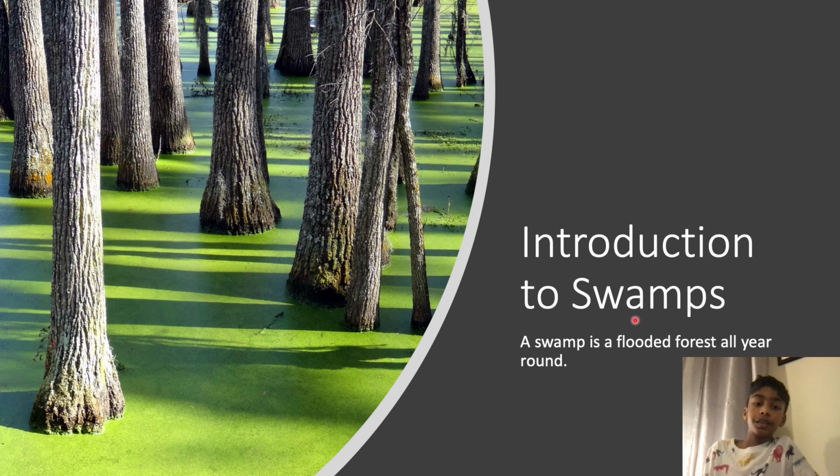Introduction to swamps. A swamp is a flooded forest all year round. So that means a swamp is like a forest and it's flooded all year round. So there's no time where it's dry, although droughts may sometimes occur, but in a normal climate, a swamp is flooded all year round.